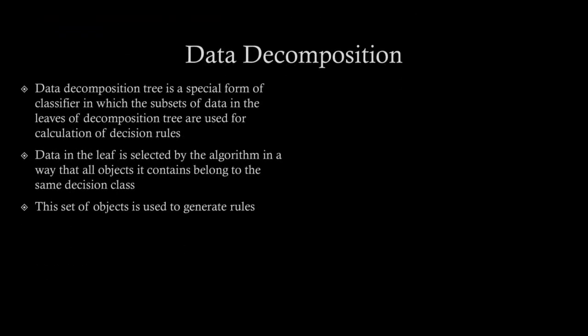Data decomposition. A data decomposition tree is a special form of classifier in which the subsets of data in the leaves of the decomposition tree are used for calculation of the decision rules. Data in the leaf is selected by the algorithm in a way that all objects it contains belong to the same decision class. This set of objects is used to generate rules.